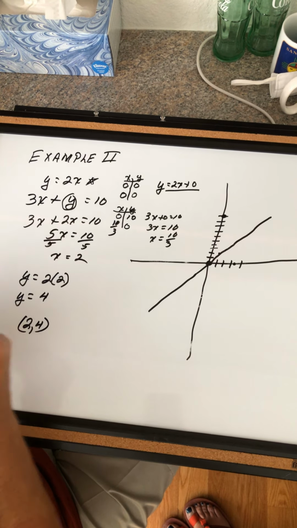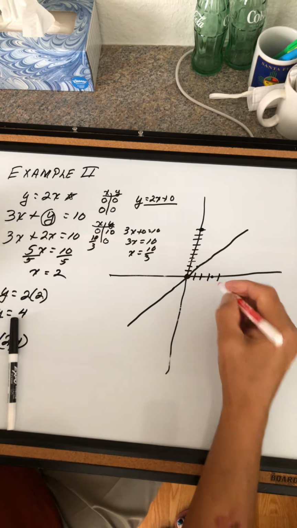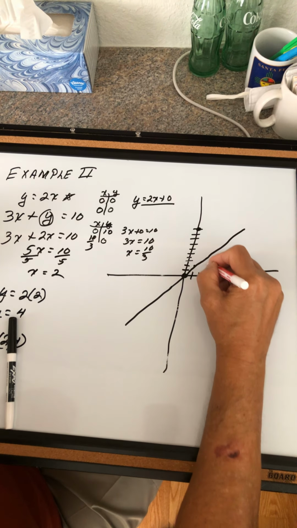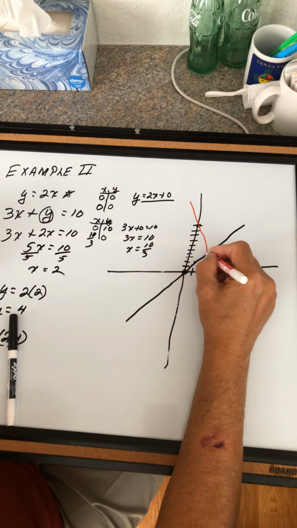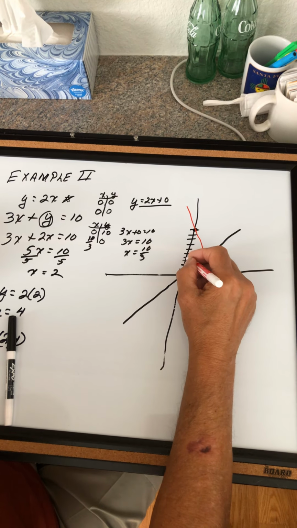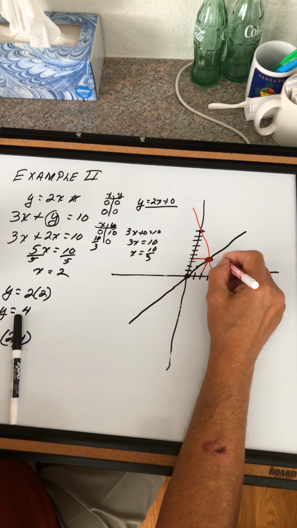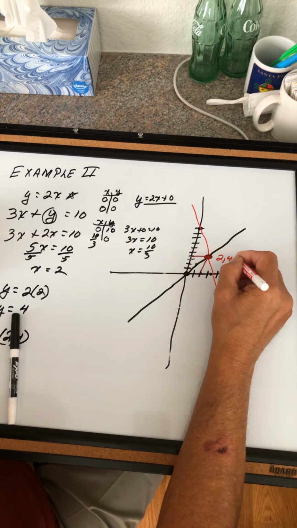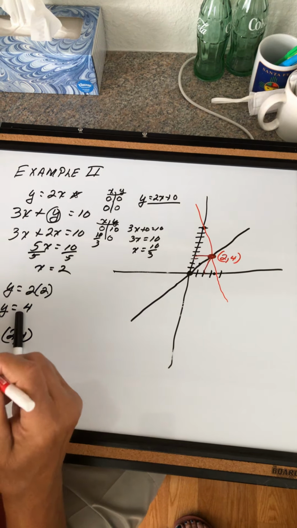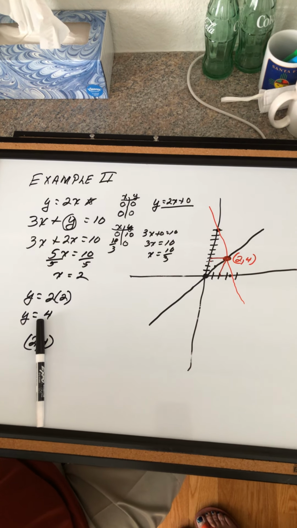Now, if I draw those lines, here is my other graph going up this way. And if I look right here, I'm going to come out real close to where I want to be, which is going to be x is 2 and y is 4.